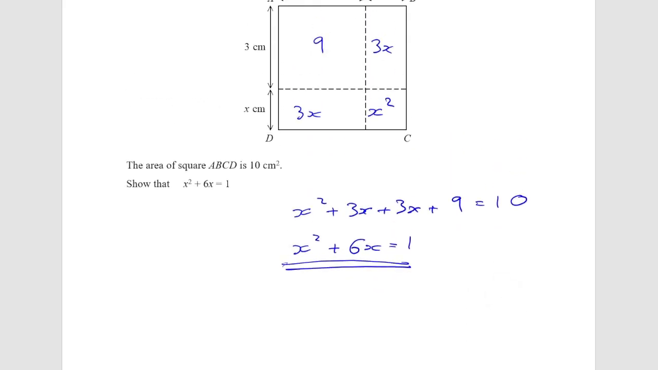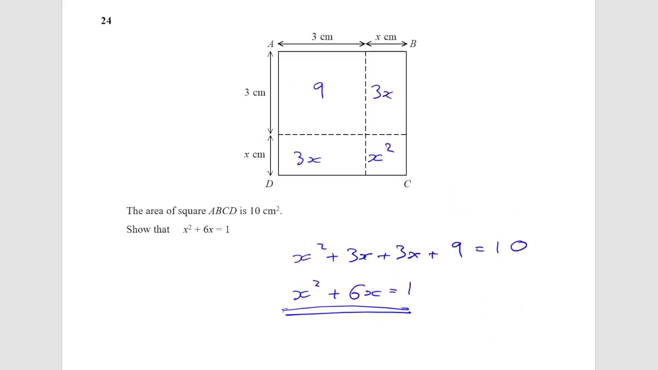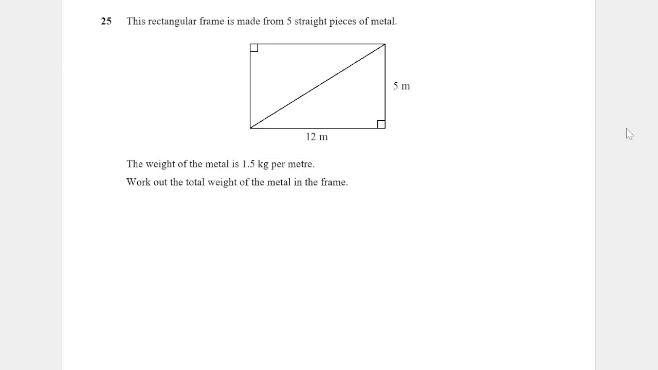So arguably that's very short, but I've included this grid as part of my working. So question 25, this rectangular frame is made from 5 pieces of straight metal. The weight of the metal is 1.5 kilograms per meter. Work out the total weight of the metal frame.